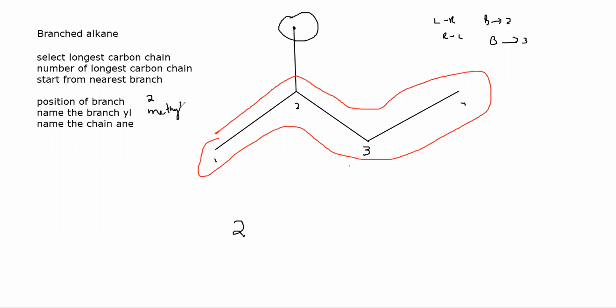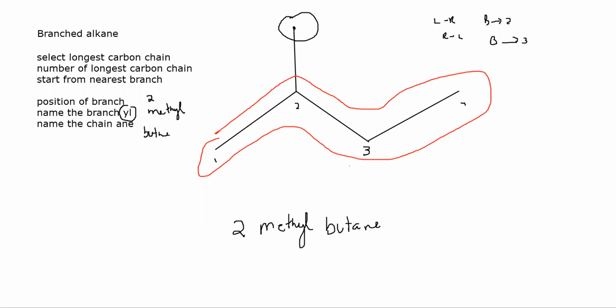And because it's a branch, it will be alkyl, or YL will be there: methyl. Whenever there's a branch, the suffix should be YL. So 2-methyl. And how many carbons in the chain? 4. 4 means but, and they have a single bond, so ane. So actually this compound is 2-methyl, meth because one carbon in the branch, and YL because it's a branch. And but because of 4 carbons, and ane because they have a single bond. So the name of this compound is 2-methylbutane.